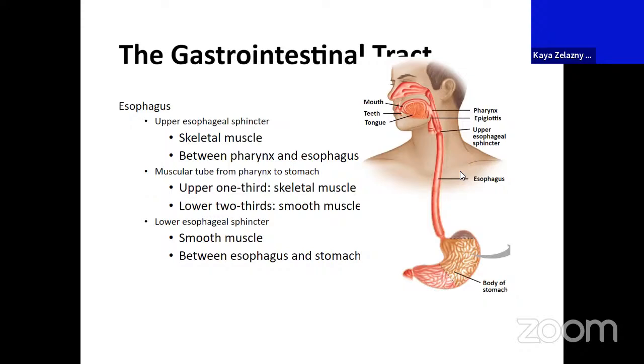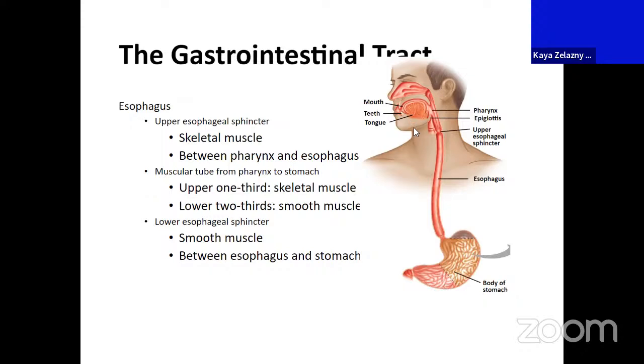So this is where we're transitioning to, you don't control this. This is not swallowing. This is now this kind of automatic, autonomic function to your digestive process. Okay, so the lower two-thirds is where we see this smooth muscle beginning, which means that by the time we get to our lower esophageal sphincter, which leads us into the stomach, this sphincter is now made of smooth muscle.